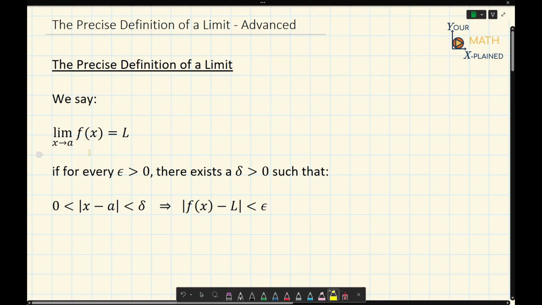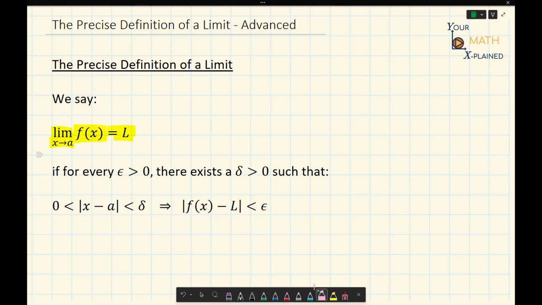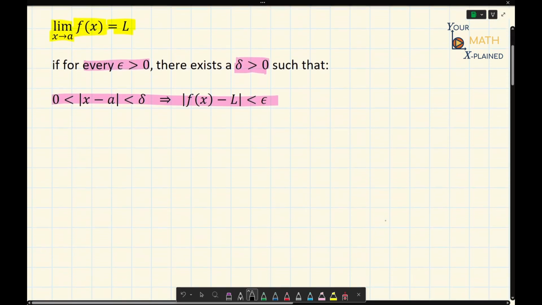The precise definition of a limit says that the limit as x approaches a for a function f of x is equal to L if, for every epsilon that is greater than 0, there must exist a delta that is greater than 0, such that this statement here is true. Now, if this looks like gobbledygook to you, don't worry. We're going to demonstrate this first with a diagram, and then we're going to take a look at a couple of examples. So first, let's go ahead and draw a diagram.